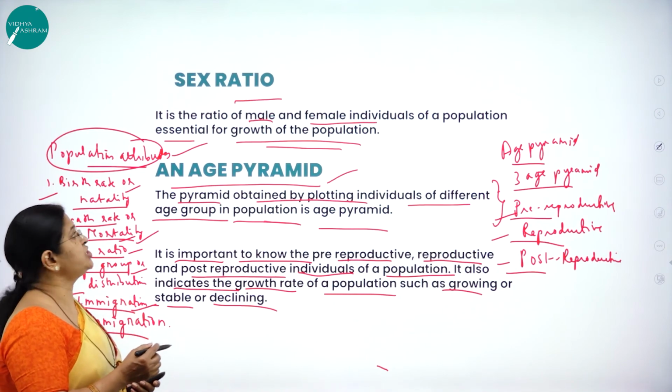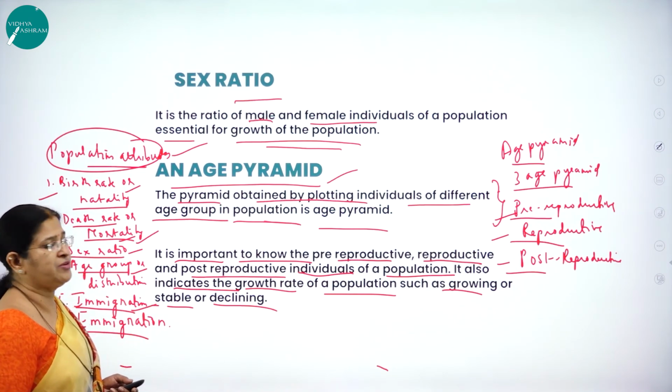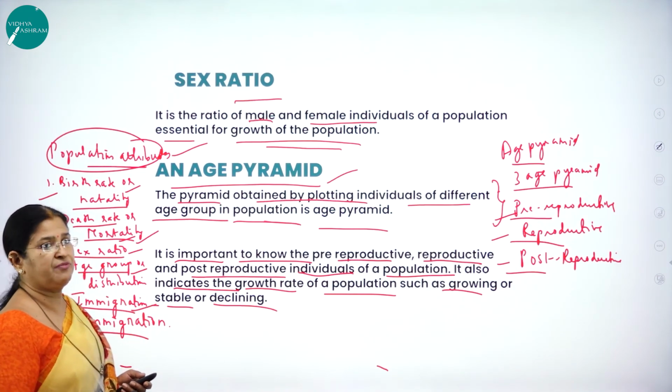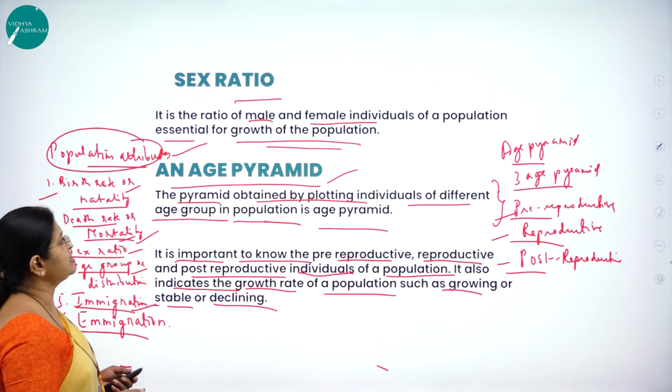So what is sex ratio? It is a ratio of male and female individuals of a population, essential for growth of the population. What is age pyramid?